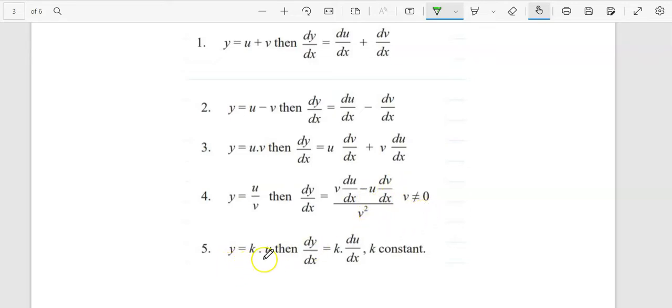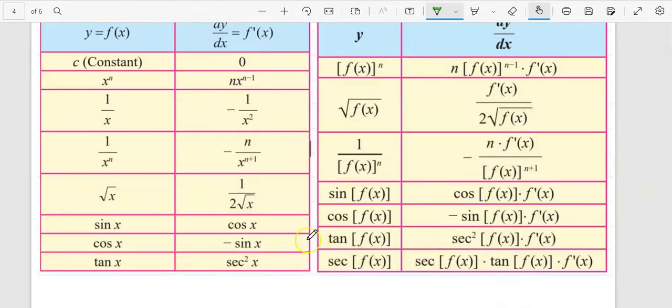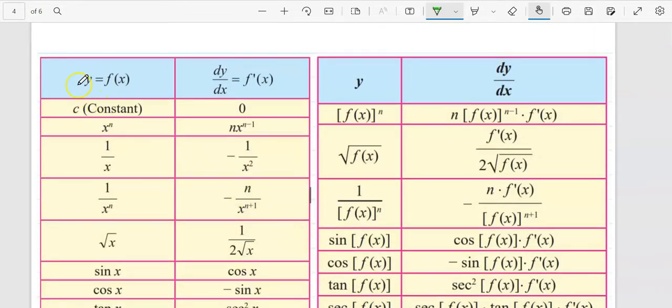If y is equal to k into u, where k is a constant, then dy by dx is equal to k into du by dx, where k is a constant. Now, this is the important list. Y is equal to f of x, and here dy by dx is equal to f dash of x. Derivative of a constant is 0. Derivative of x raised to n is n into x raised to n minus 1. Now see this: for f of x raised to n, its derivative dy by dx is n into f of x raised to n minus 1 into derivative of f of x.